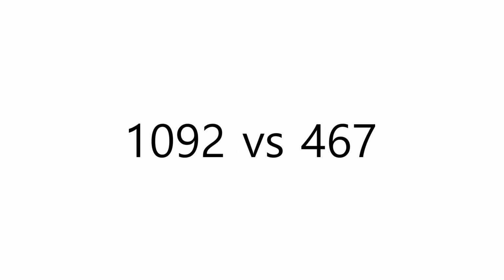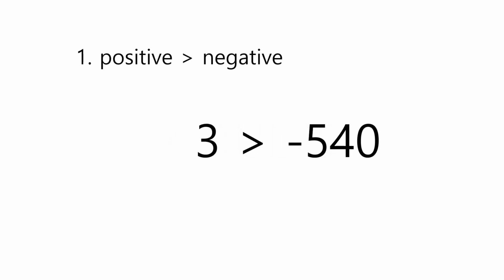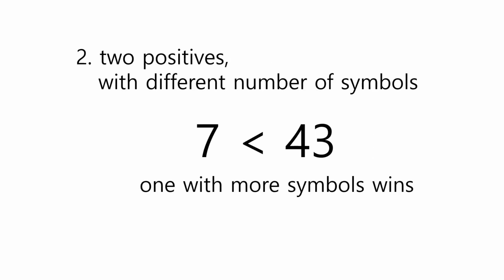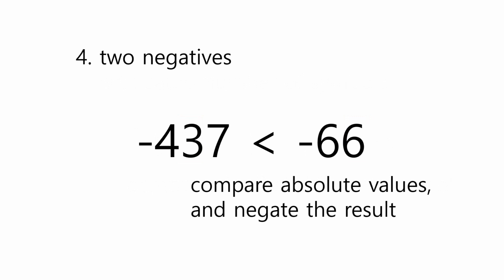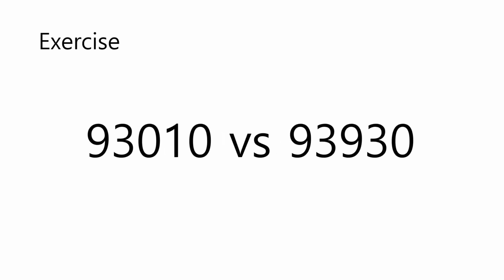Definitions are done. Now it's time to learn how to compare fast and effectively. What you have to do is just remember 4 rules. First, positive ones are always greater than negative ones. Second, when 2 positives are compared, one with more symbols wins. Third, if the numbers of symbols tie, compare the first different symbol. Fourth, if there are 2 negatives, compare absolute values of them, and negate the result. That's all. So, here is an example. Which one is bigger?